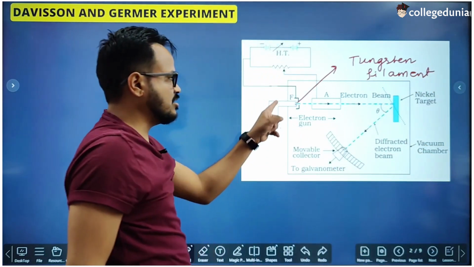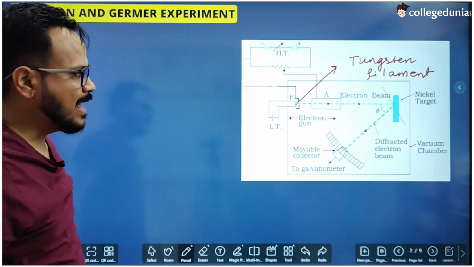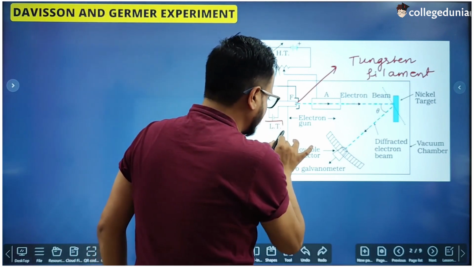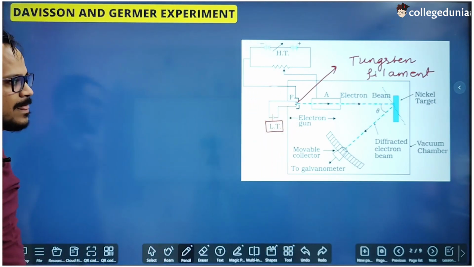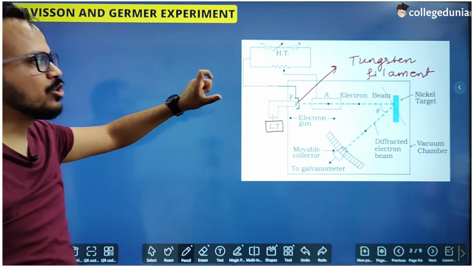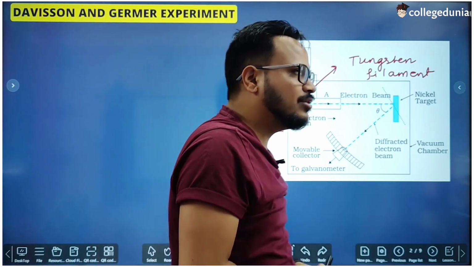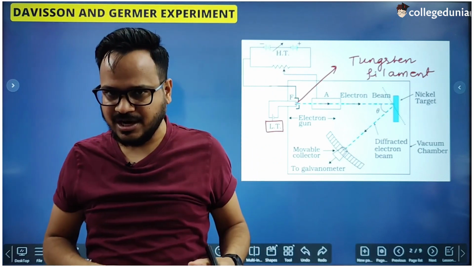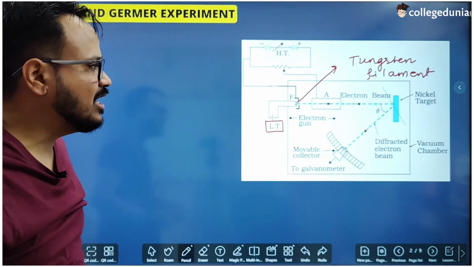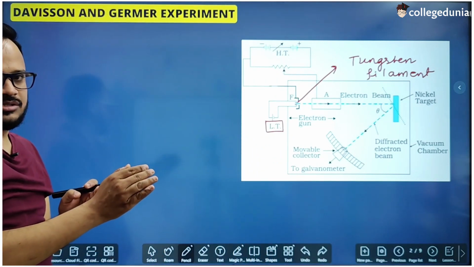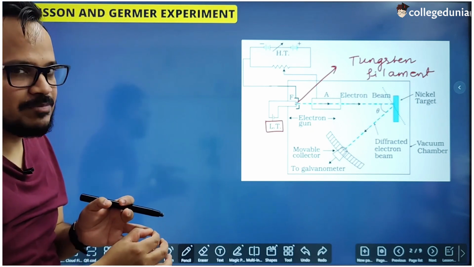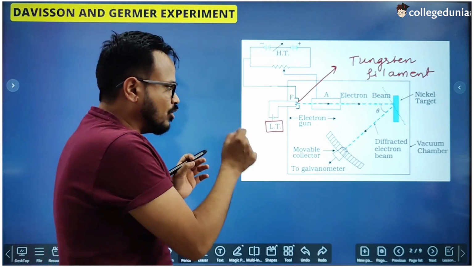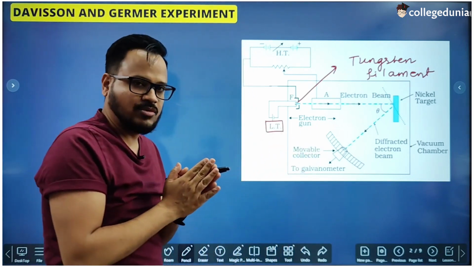This F is a tungsten filament, and it is connected to a low tension battery, and this tungsten filament is coated with barium oxide. When the tungsten filament is coated with barium oxide and then connected with a low tension battery, low tension meaning low voltage battery, then it emits electrons. That is its property. So when the tungsten filament is coated with barium oxide and we connect it with a low tension battery, it emits electrons, right?